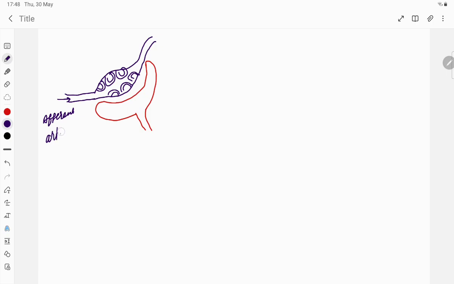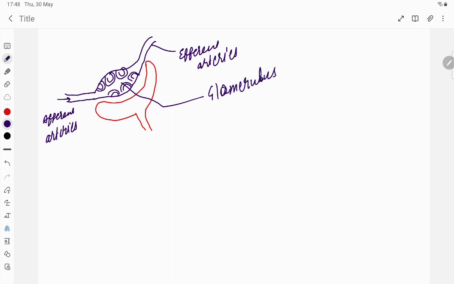Afferent arteriole, and this is called the efferent arteriole. Now here you see in this region, this is called the glomerulus. The glomerulus has too many capillaries. Now what is this cup-shaped structure? This is called Bowman's capsule.